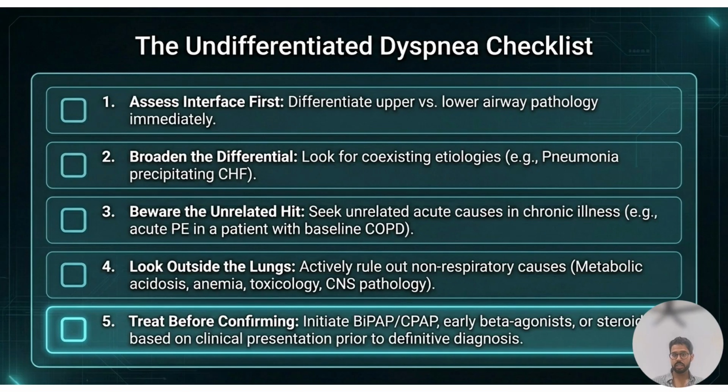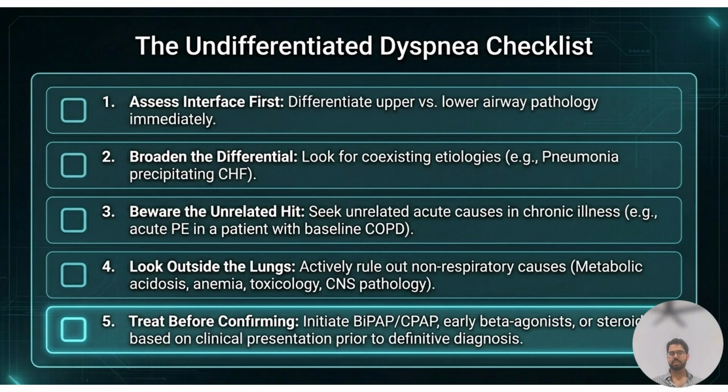Beware the unrelated hit. Seek unrelated acute causes in chronic illnesses. For instance, even with the patient with baseline COPD, they can have an acute on chronic manifestation like a COPD exacerbation, or it could be something totally different like an acute pulmonary embolism.